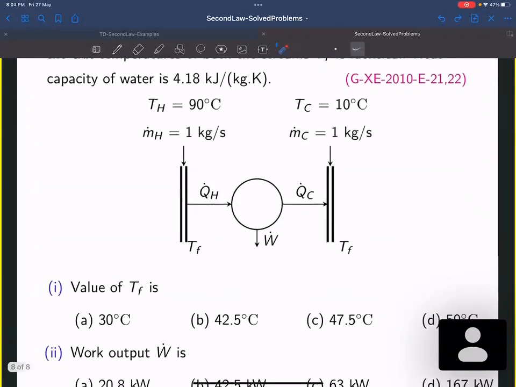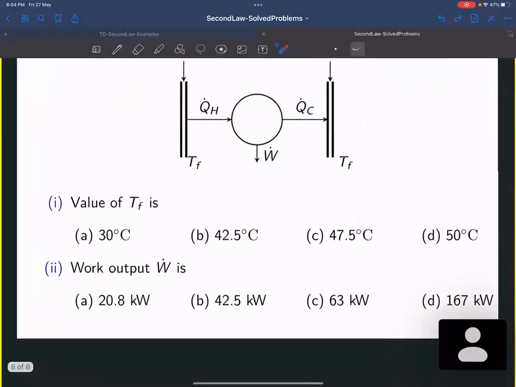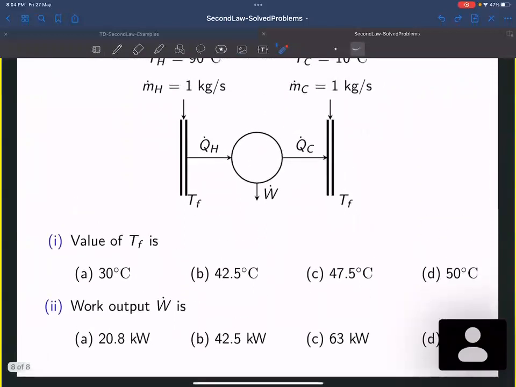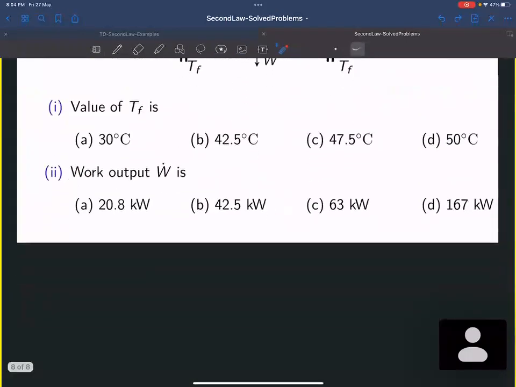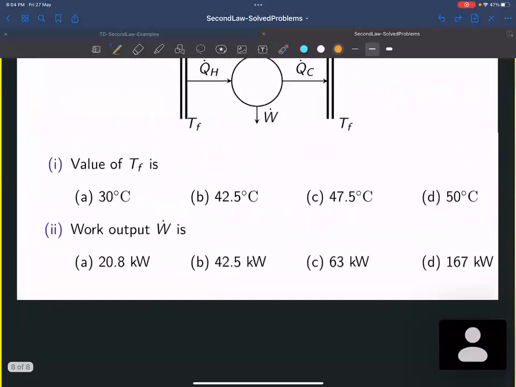Slightly involved problem, but nothing to worry about. I will help you with how to solve this. We are asked to find what is the output temperature and what is the maximum work output possible. So slightly involved. Let us start the discussion.